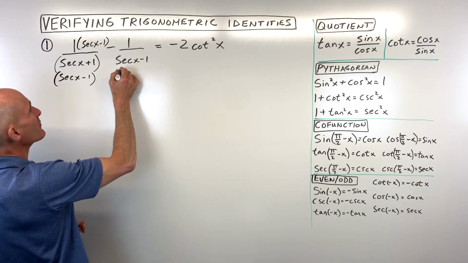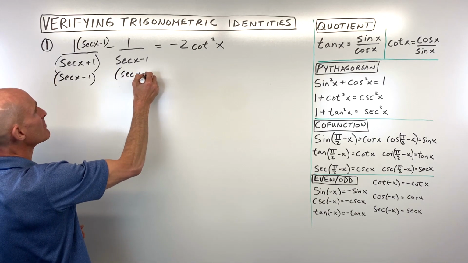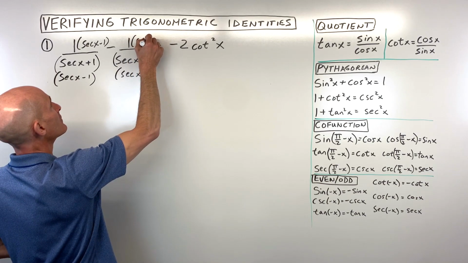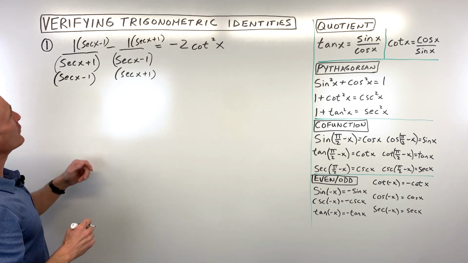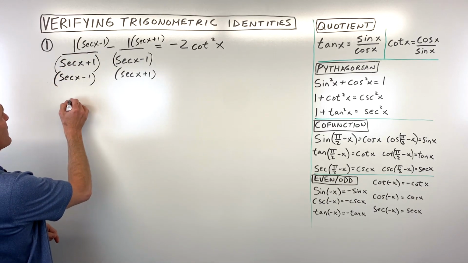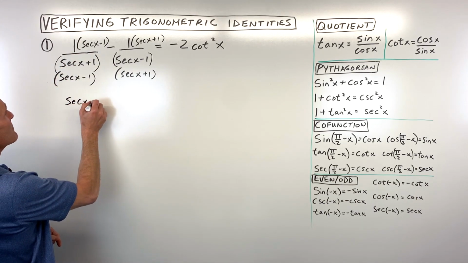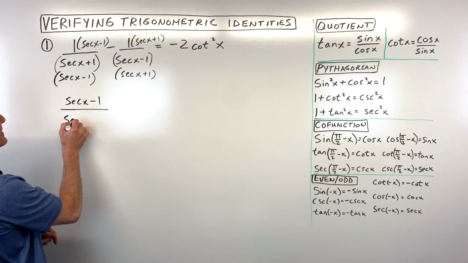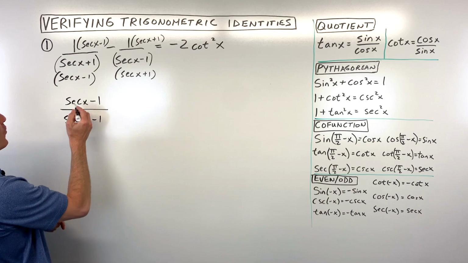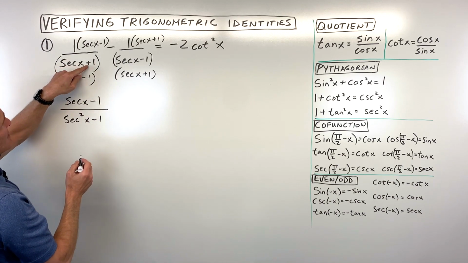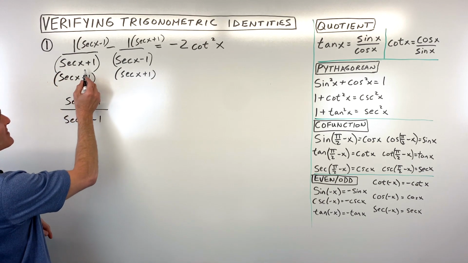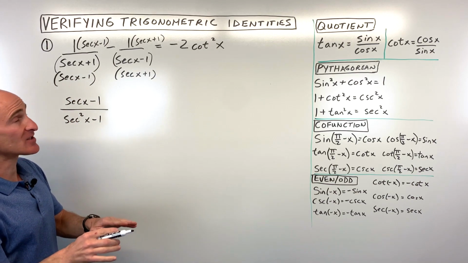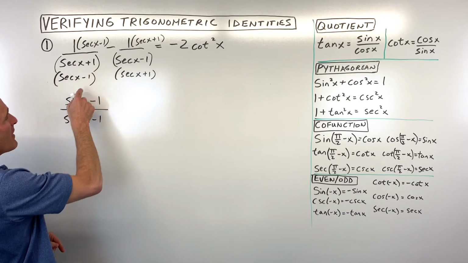And the same thing over here, I'm going to multiply this fraction by secant x plus 1 to the numerator and denominator. And so now if we do that, you can see we're going to end up with secant x minus 1 over, now when I multiply this together, I'm going to get secant squared x minus 1, because notice this is a sum and difference pattern. When you FOIL this out, the inside secant x and negative secant x are going to cancel. You're just going to end up with secant squared minus 1.